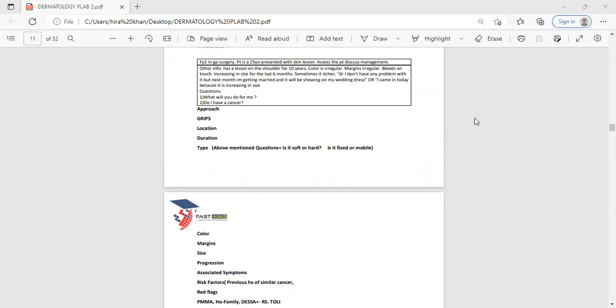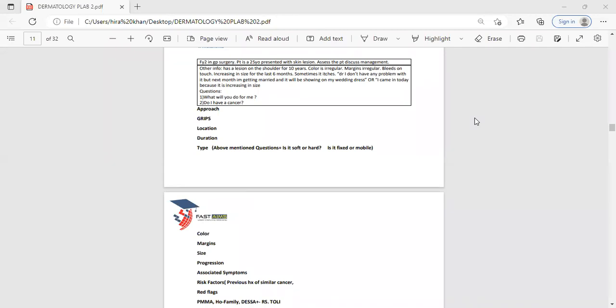And how long have you been having this lesion? Well, in the start it was very small on my shoulder for the last 10 years, but now I have noticed that it is increasing in size. All right. I know it must be difficult. Would you describe the lesion for me? How does it feel? Is it soft or hard? Well, it's soft.